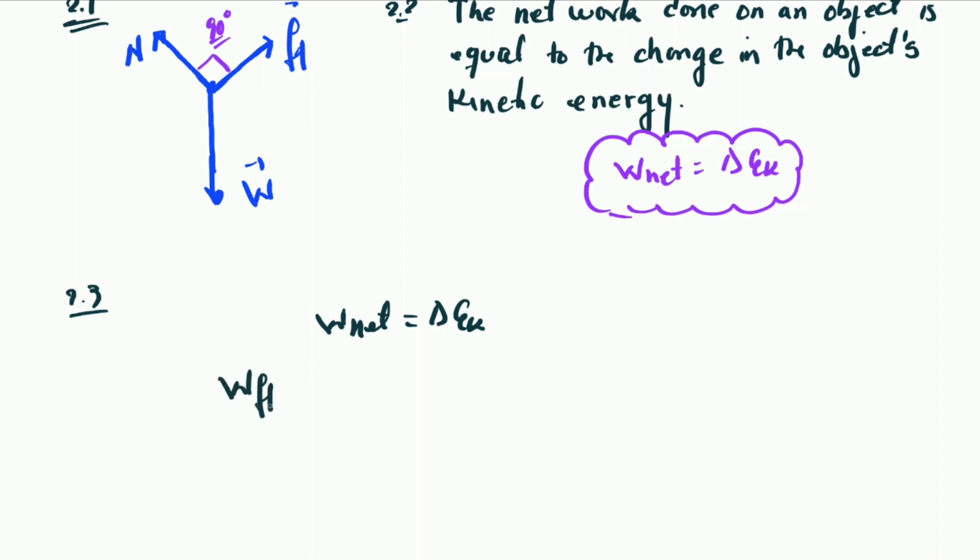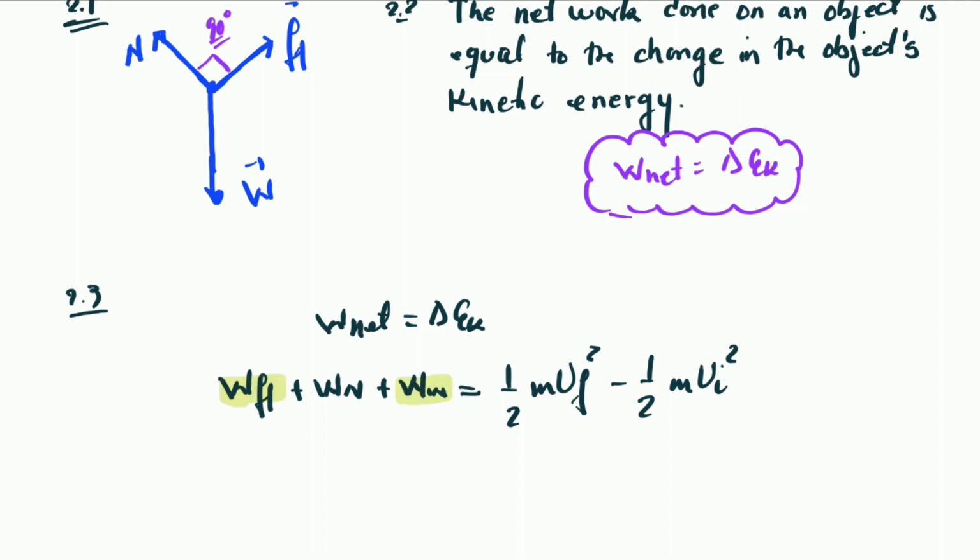Work done by frictional force plus the work done by the normal force, which is also going to be zero in this case, plus the work done by weight, and everything is going to be equal to half mass final speed square minus half mass initial speed square. Now, what I recommend here is to calculate individually the work done by each of the forces, and we are going to quickly do that.